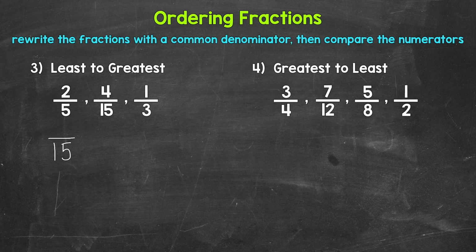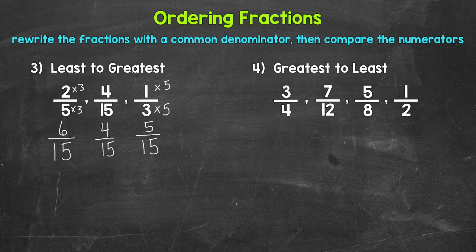And we will start with 2/5 here. 5 times 3 gives us 15, so we need to multiply the numerator by 3 as well. 2 times 3 gives us 6. 4/15 already has a denominator of 15, so we do not need to rename. And then let's rename 1/3. 3 times 5 gives us 15. So let's multiply the numerator by 5. 1 times 5 gives us 5.